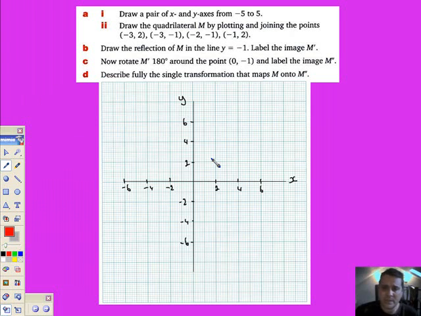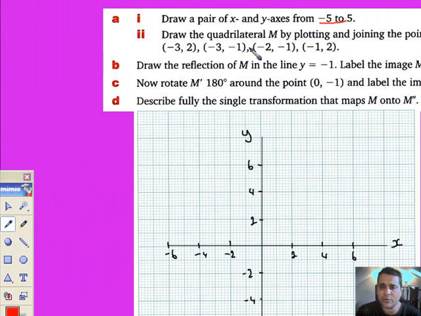9.4 question 2. Draw a pair of axes, already done, from -5 to 5. I've gone from -6 to 6, never mind. Draw the quadrilateral, which we're going to call M, by plotting the following points and joining the vertices.